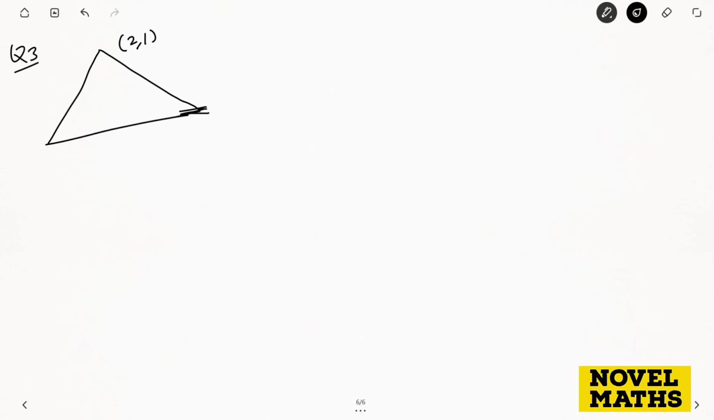2, 1, 3, negative 2, xy is given. So here we have two variables and we cannot solve if the area of triangle is given. Area of triangle is what? 5, right? So the relation is already given, y equals x plus 3.